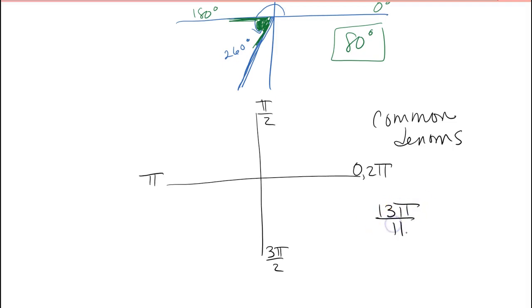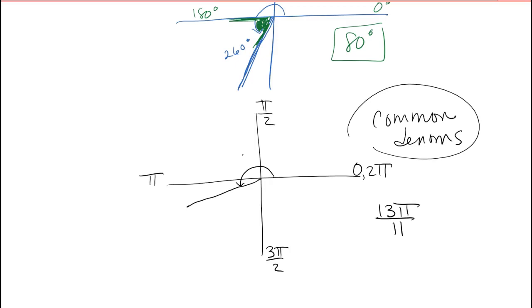Okay. 13 pi over 11, you may or may not know where it is. And that's why this common denominator thing is going to be so important. So I might draw it for you. You might get lucky, and I've actually drawn it in, and I've said, okay, 13 pi over 11. But if I haven't shown you that, you're going to have to know kind of where it is so you can figure this problem out.